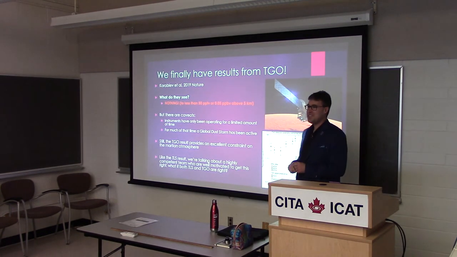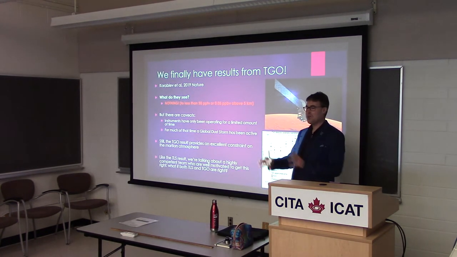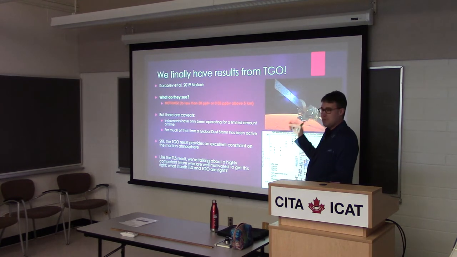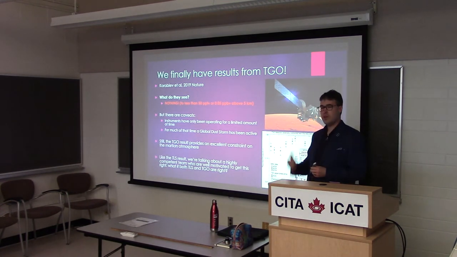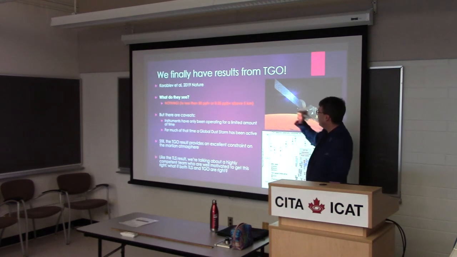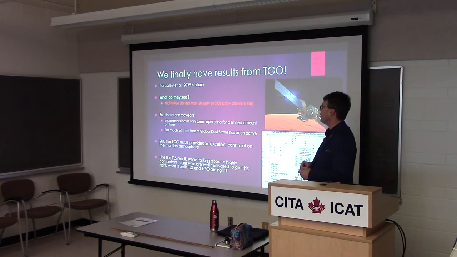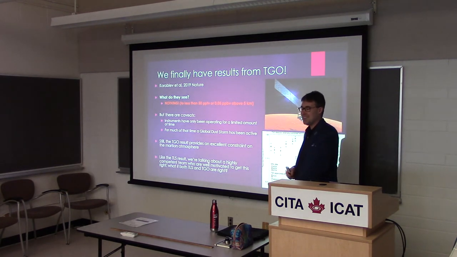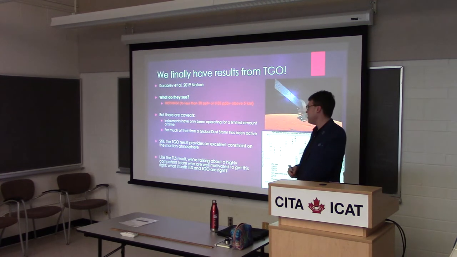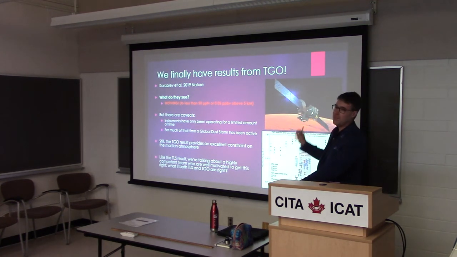So let's get to TGO. That's the elephant in the room that we've had all the way through this talk so far. TGO had a much more sensitive instrument than did the TLS. They were going to solve this problem. Gosh darn it. They published their results in April of this year, Oleg Korolev and the rest of the ACS and NOMAD teams. And what do they see? Nothing. Nothing at all. Down to 0.05 parts per billion by volume. So now we have to start talking parts per trillion by volume.